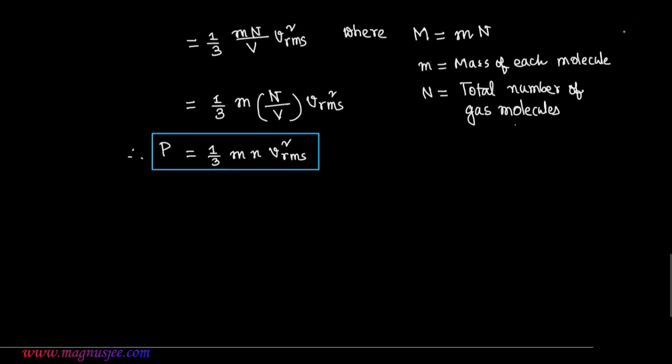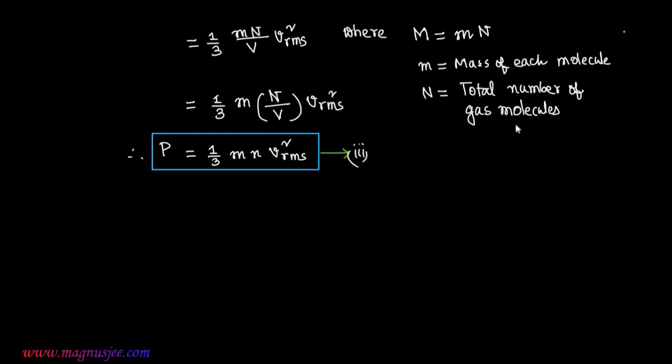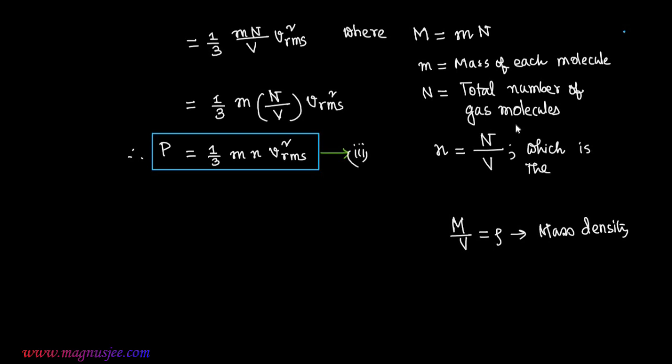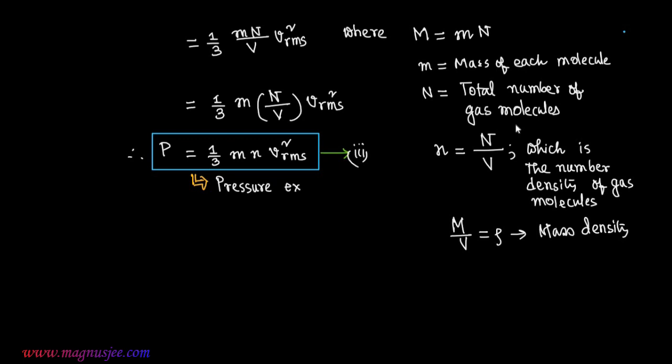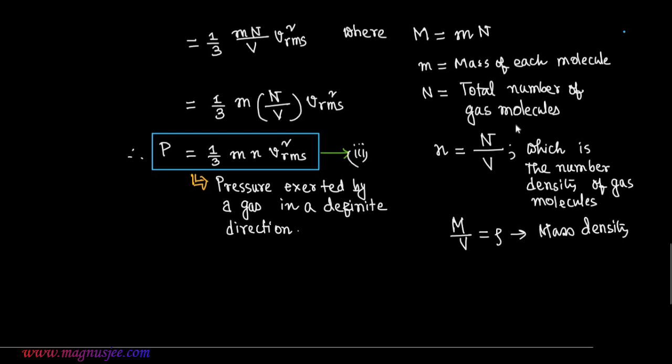P is equal to 1/3 small m small n Vrms square, where small m is the mass of each molecule, and small n is the number of gas molecules per unit volume. Capital M by V is rho, which is the mass density, but small n equal to capital N by V is the number of gas molecules per unit volume, or number density of gas molecules. That's why P is equal to 1/3 m n Vrms square. That is the pressure exerted by a gas in a definite direction, either along the x-axis, y-axis or z-axis.